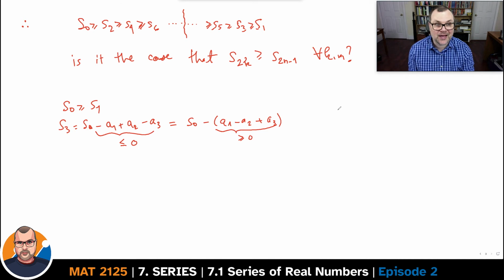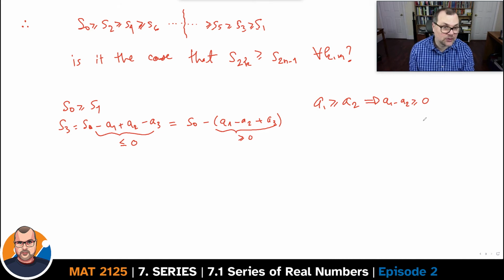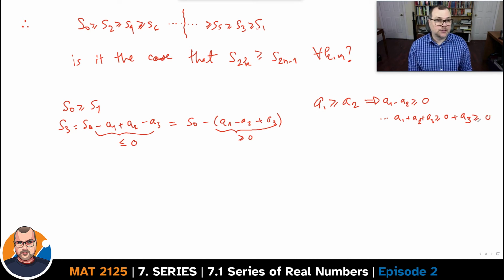But the sequence of ANs is decreasing, so A1 by definition is greater than A2, and so A1 minus A2 is going to be positive. And then if I add an A3 to it, it's going to be greater than or equal to 0 plus A3, which is greater than 0 because the sequence is a sequence of non-negative values. Alright, so this thing is positive, hence the whole thing is negative, and so we would conclude here that S3 is smaller than S0.